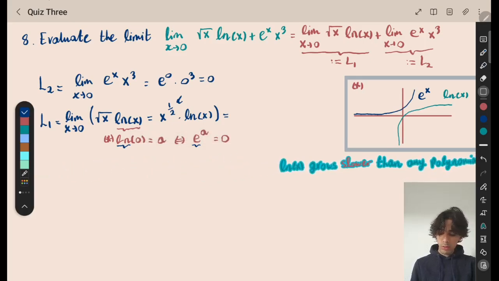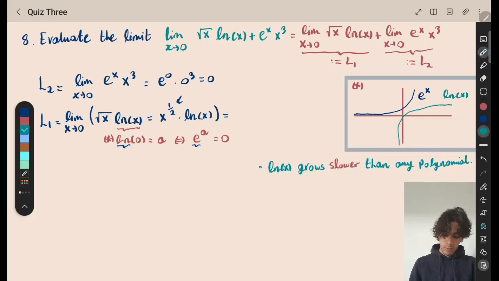So that is also another key piece of info, and this is one we use here. If it grows slower than any polynomial, then x to the half will go to 0 before ln of x goes to minus infinity, because it's going to minus infinity very slowly. And that is the trick. So in that case, we get that this limit is equal to 0.